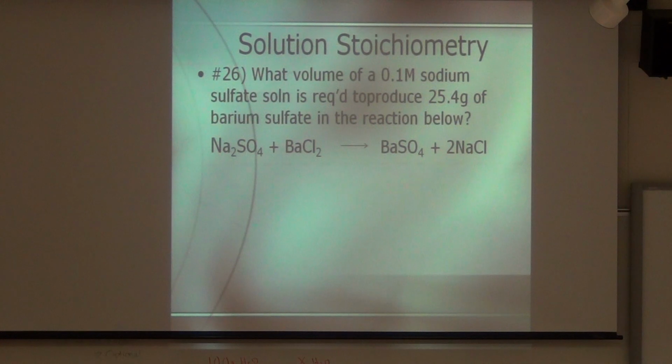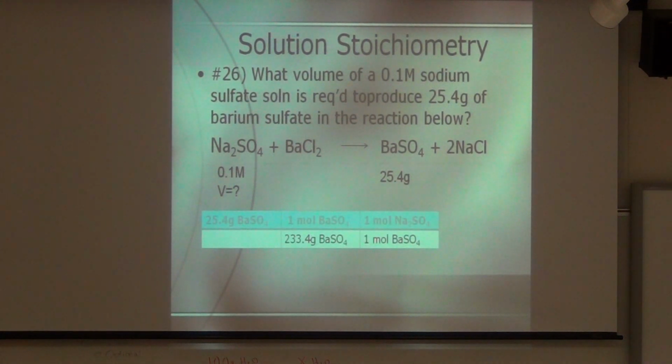We should write down what we know. It says we got 0.1 molar solution, we got 25.4 grams, and we're hunting for the volume of that 0.1 molar solution. It's already balanced. This is a 1-to-1 mole to mole ratio. So when we convert from moles to moles, that will be a simple trick. So we're starting with 25.4 and we want to work towards our sodium sulfate. So 25.4 is our starting point.